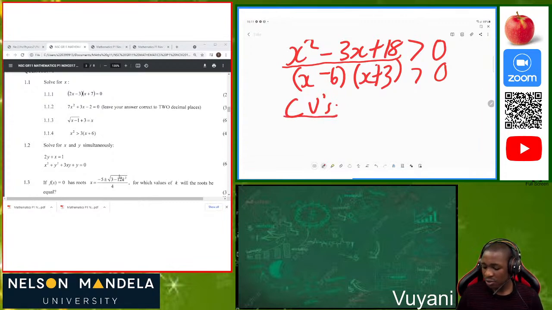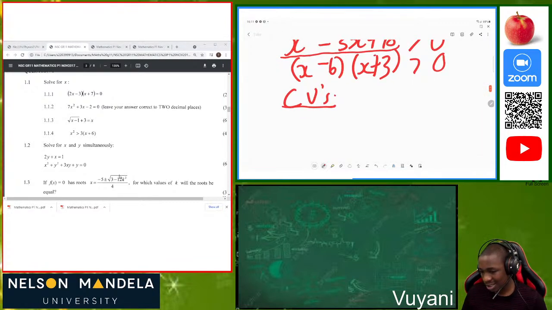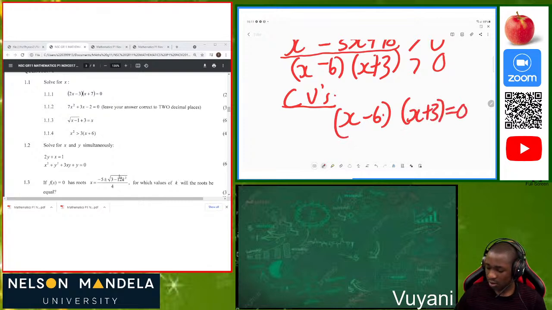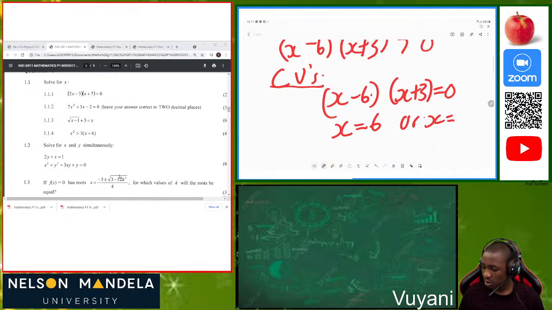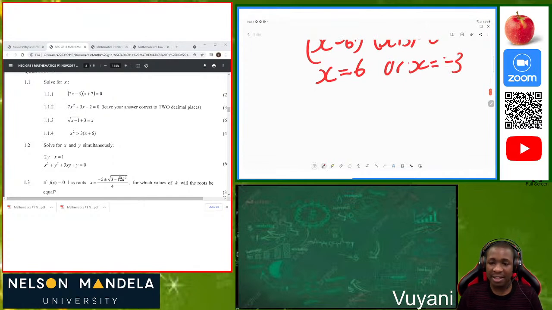When you're saying critical values, you are now equating the inequality to 0. So you're going to have x minus 6 and x plus 3 is equal to 0. Because sometimes other people get afraid of this greater than, or that inequality, so I always advise that you write that these are critical values. Then after that, solving this, x will be equal to 6, or x is equal to -3.